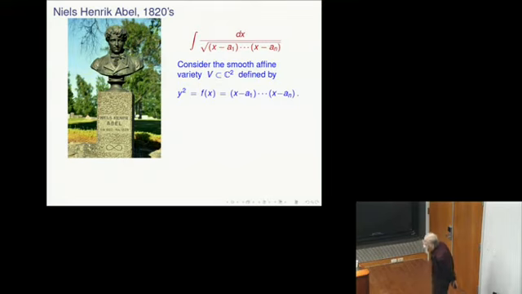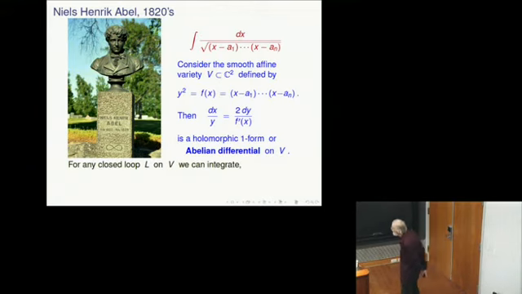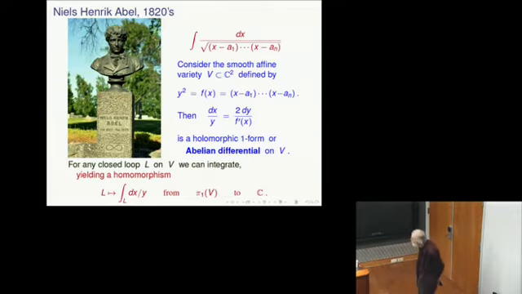And nowadays we would study this by looking at the smooth algebraic variety defined by this equation, so that the integrand is just dx over y, and differentiating the defining equation, we usually get this identity, so we see that it makes sense everywhere, not only when y is non-zero. And this defines a holomorphic one form or abelian differential on V. And for any closed loop on V, we can integrate. And we get a well-defined number which is invariant under homotopy of the path.